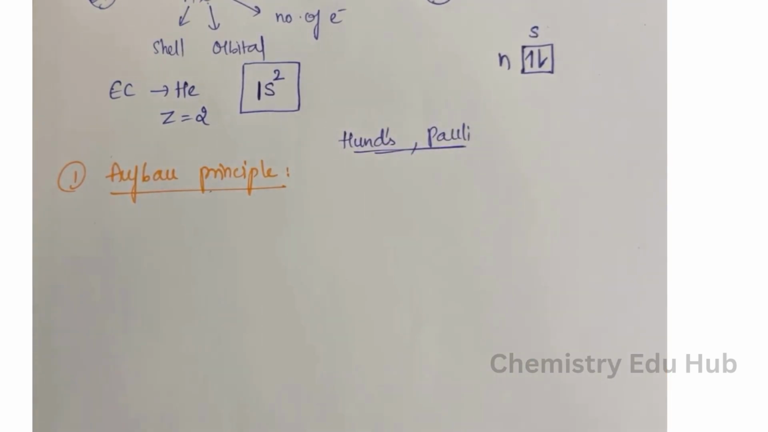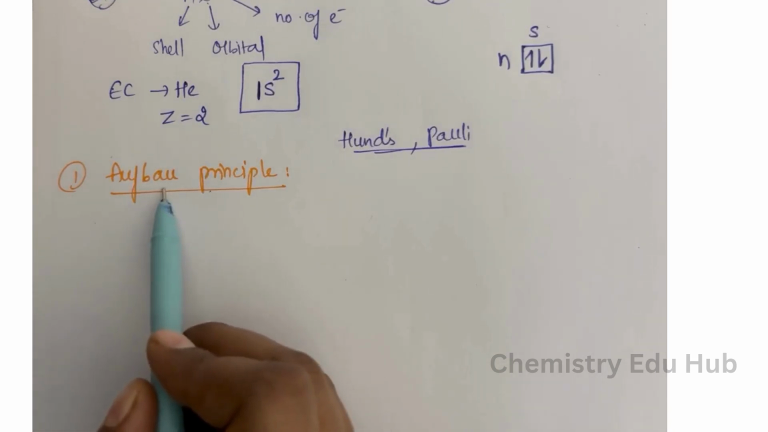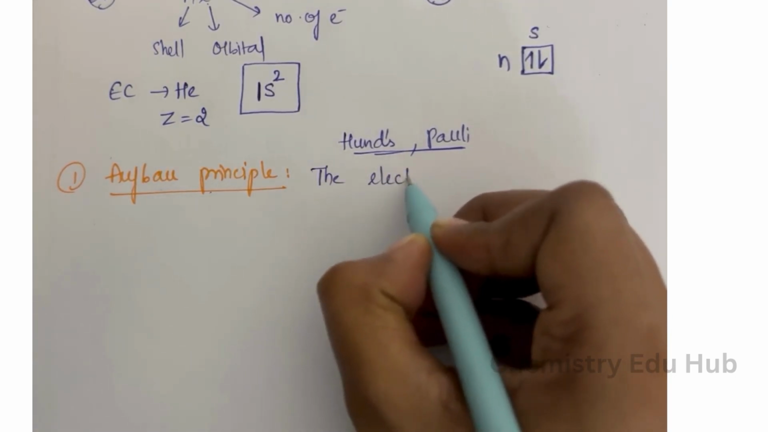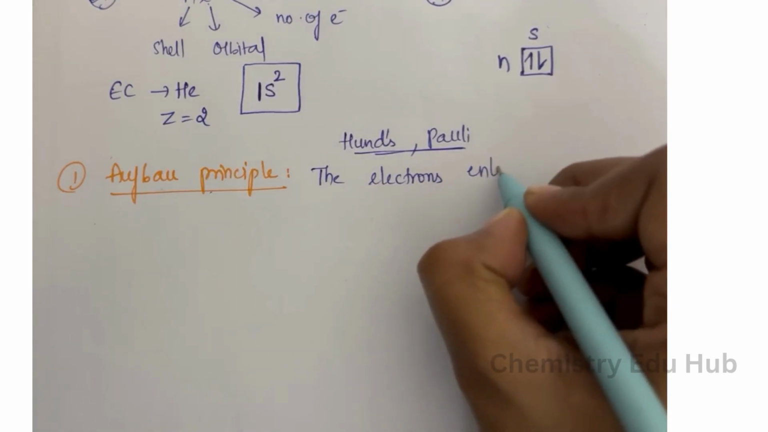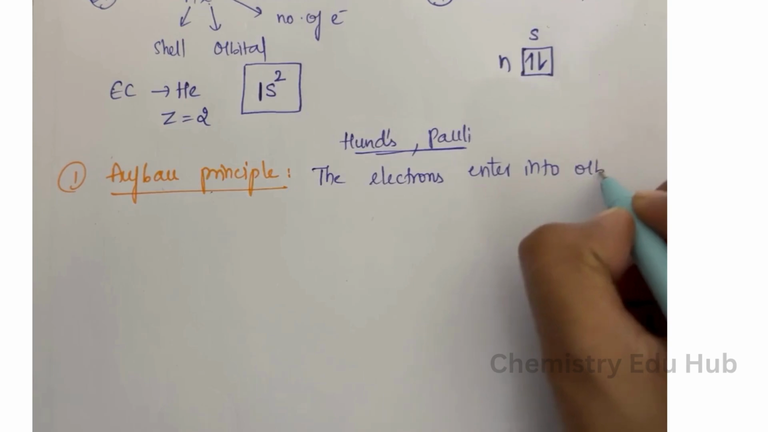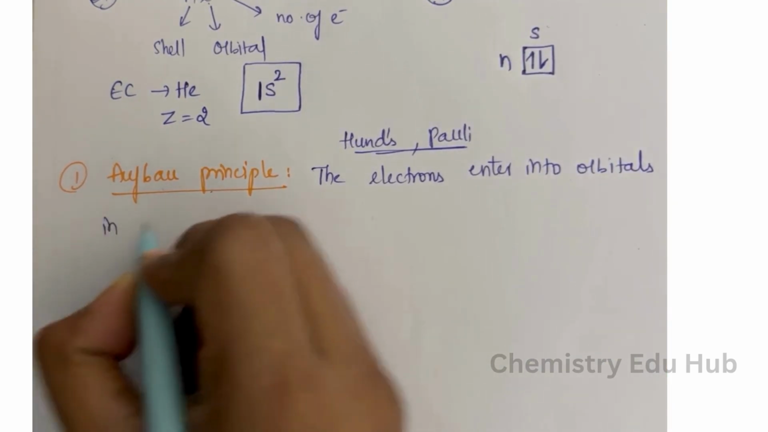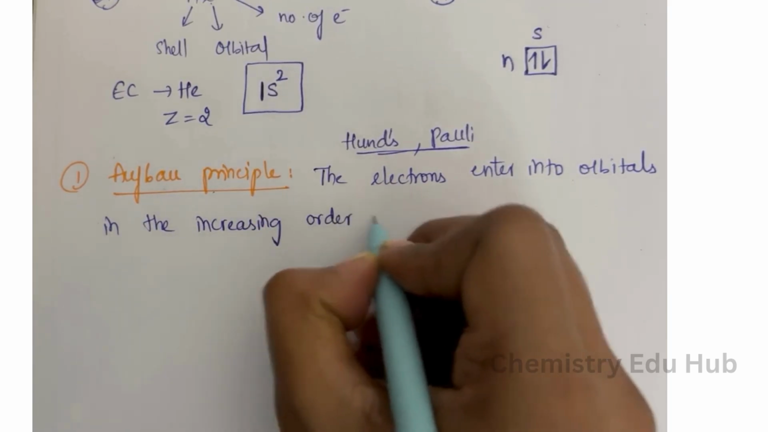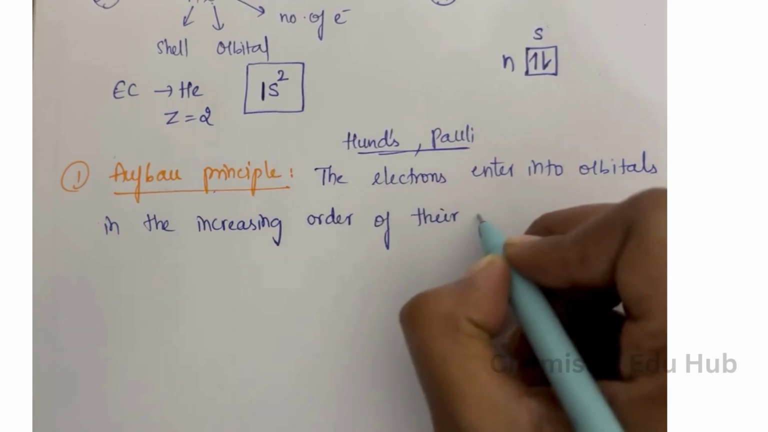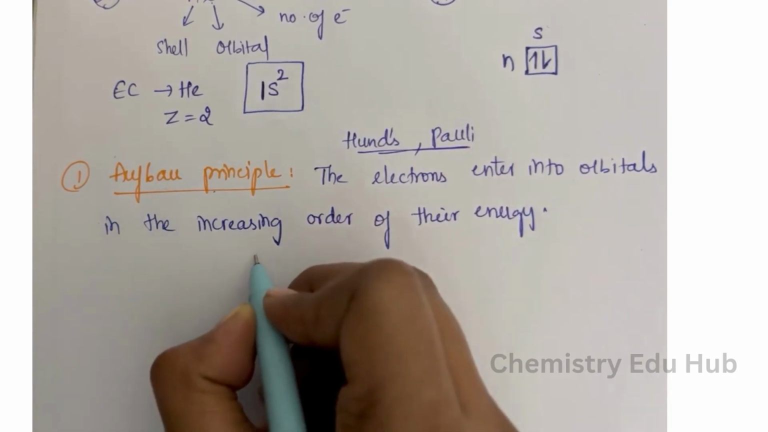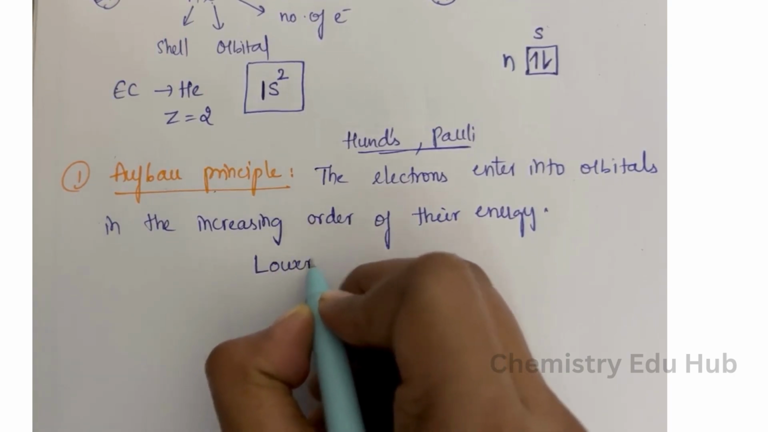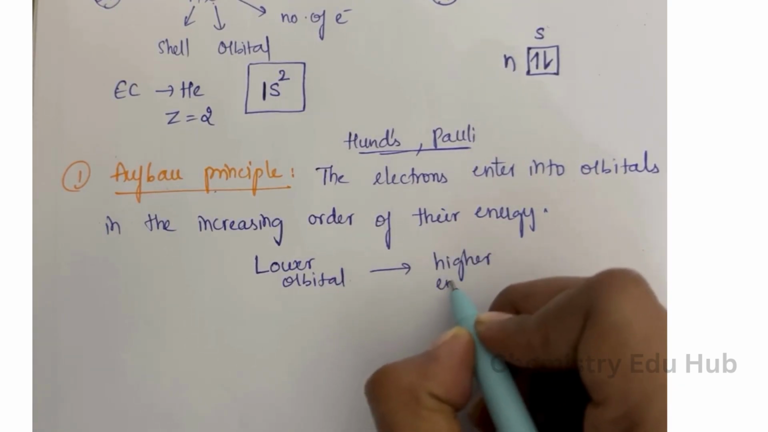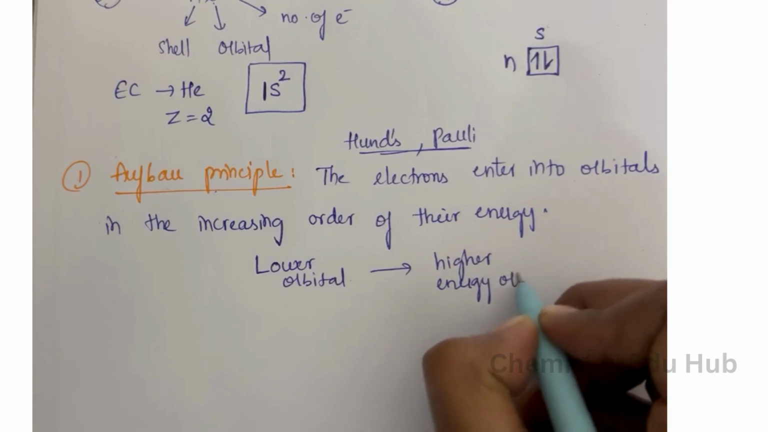Let us talk about one after the other clearly. So the first principle is the Aufbau principle, which says that the electrons enter into orbitals of an atom in the increasing order of their energy. That means we need to first fill the lower energy orbital, then only we need to fill the higher energy orbital. This is the first and foremost principle.